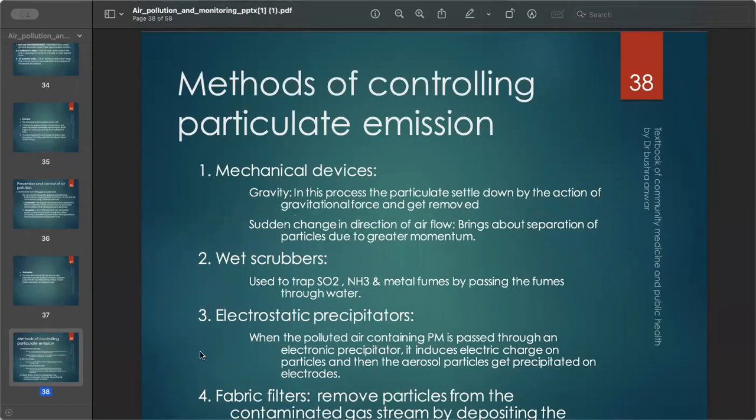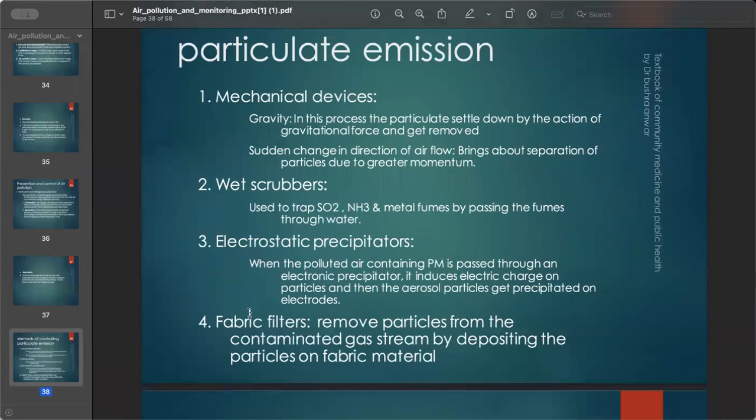Methods of controlling particulate emission. Mechanical devices, gravity: in this process, the particulates settle down by the action of gravitational force and get removed. Sudden changes in direction of airflow bring about separation of particles due to greater momentum. Number two, wet scrubber: used to trap SO2, NH3, and metal fumes by passing the fumes through water.